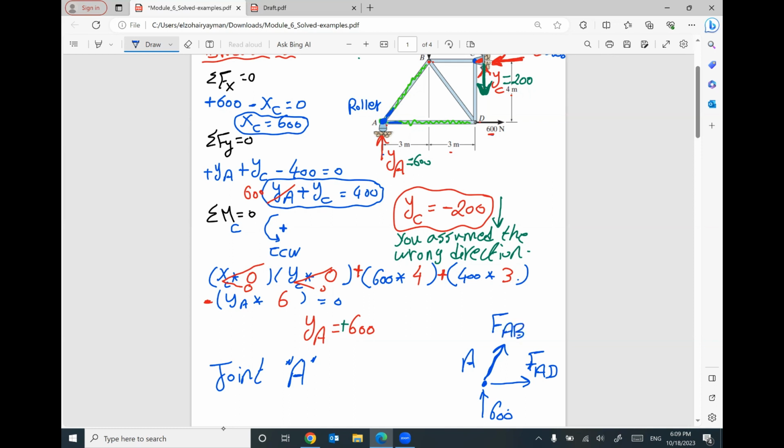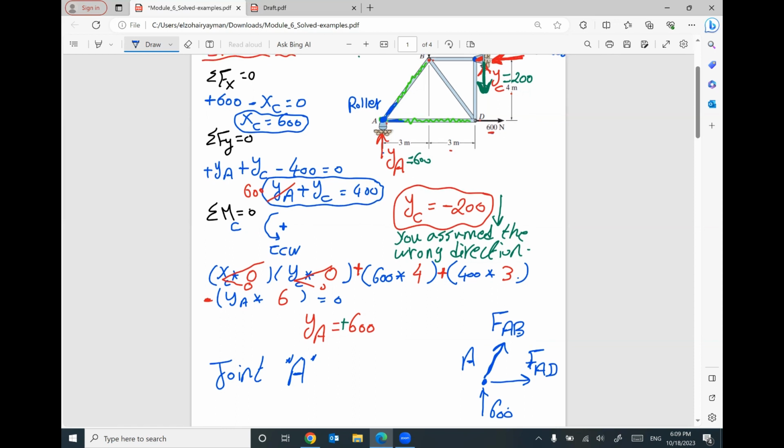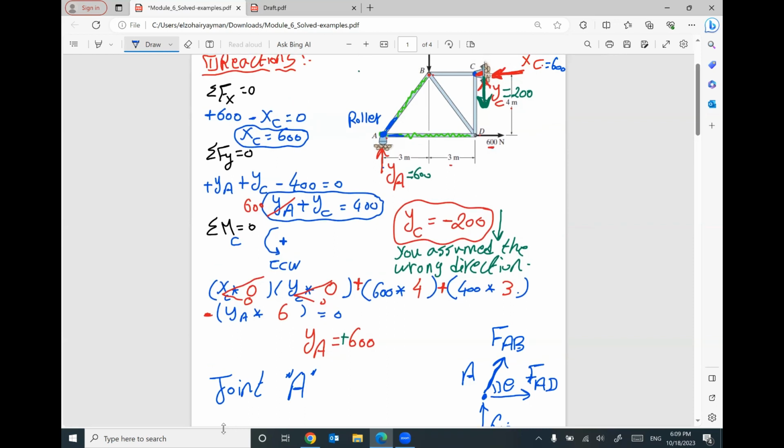Nothing else is intersecting at A. I have only reaction YA, only this member, and only this member. That's it. Keep in your mind this angle theta equals this angle theta.